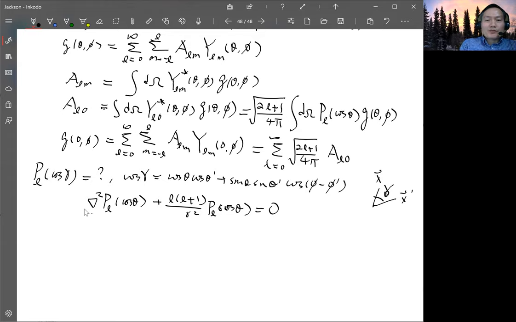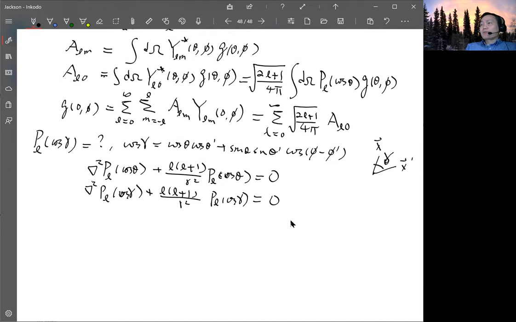So this means that P_L of cosine gamma also satisfies the same equation. Likewise, the Laplacian with respect to the primed coordinates will also satisfy this relationship, because you just interchange theta and theta prime, phi and phi prime, and they are symmetric in defining the gamma angle. So either way you look at it, they satisfy the same equation. One more thing is that this relation is also satisfied by all the Y_LM. So remember the Laplace equation and Y_LM.